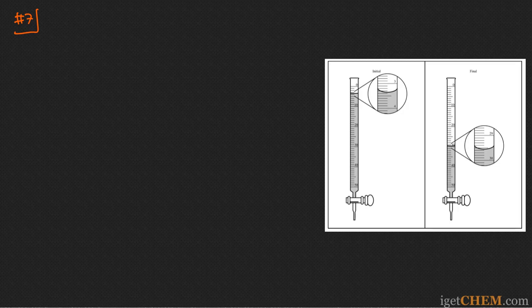Now number 7. Let me write down the chemical equation first before I start talking about the problem. So the balanced equation is 6H+ + 2MnO4- + 5H2C2O4 going to 10CO2 + 8H2O + 2Mn2+. So that is the balanced equation.